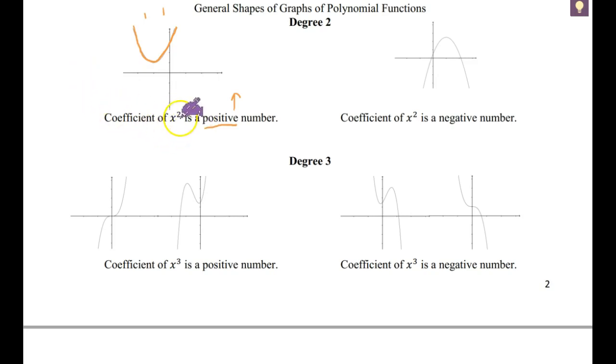So x squared makes the U, a positive coefficient makes it face upward. If I have an x squared, that's still a U shape, but if it has a negative coefficient, it will be facing down. It's going to make this frowny face. So again, the x squared tells us it's the U. The positive coefficient says it's facing up. A negative coefficient says it's facing down.